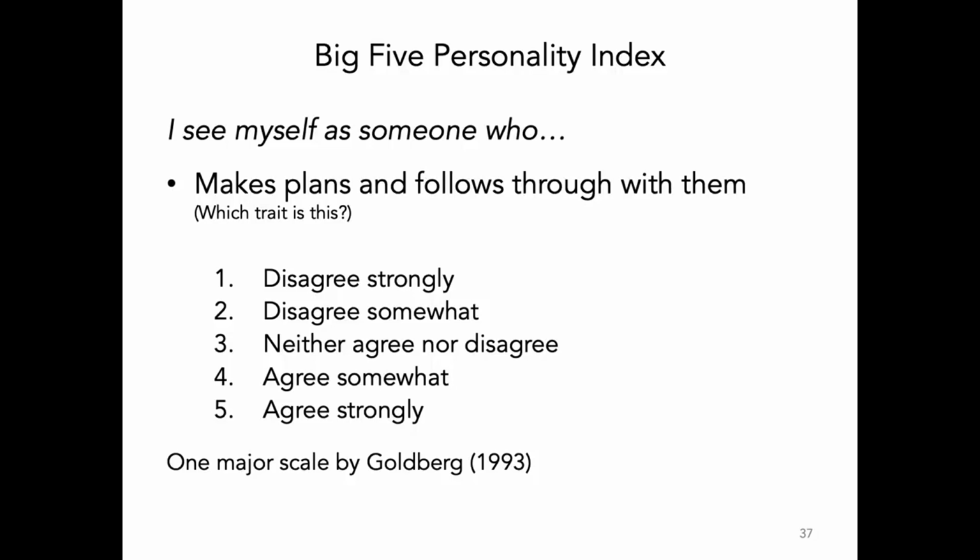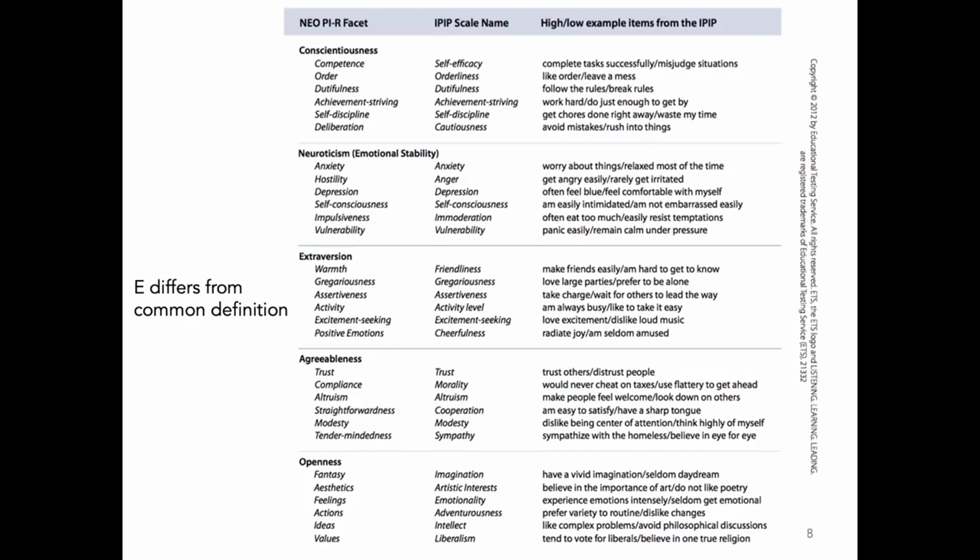It's not marketed, it's for free, which is a good sign. I see myself as someone who makes plans and follows through with them. And then you disagree strongly, somewhat, or agree somewhat. Think about which of the five personality traits you just heard about is most associated with this. And indeed, that one was from conscientiousness.